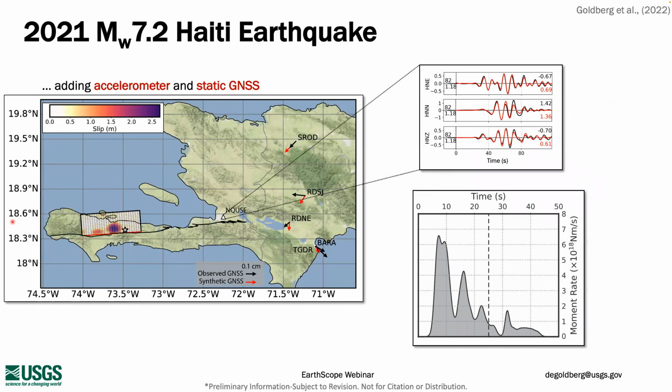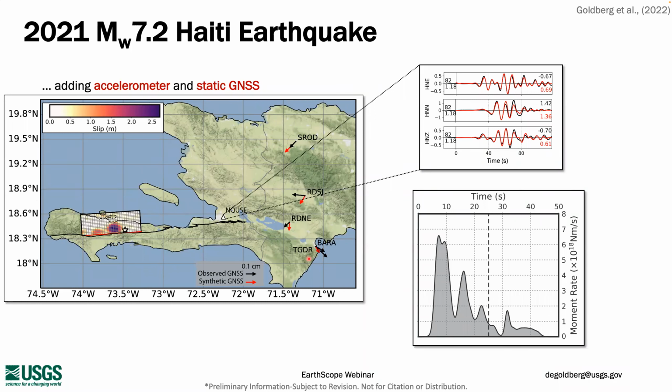So here's an updated model showing what the slip distribution looks like when we add in observations from a single strong motion accelerometer station here and 5 static GNSS stations in the Dominican Republic. These were estimated by formerly UNAVCO.